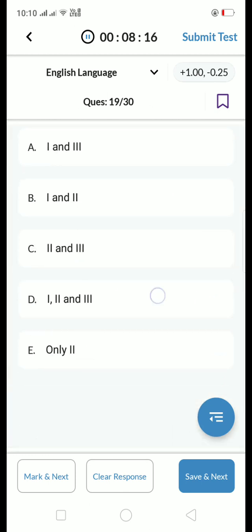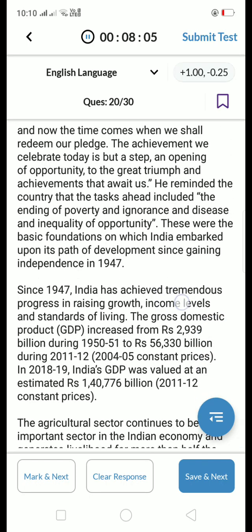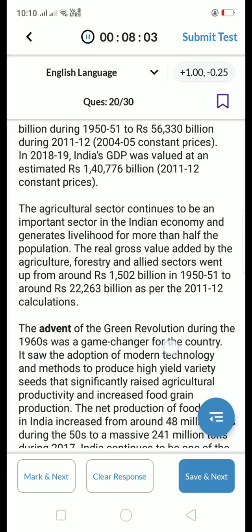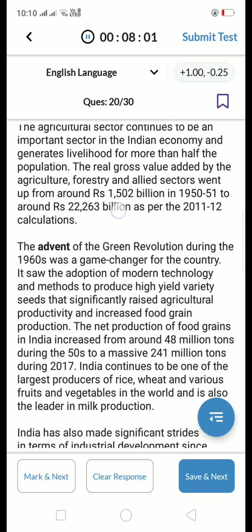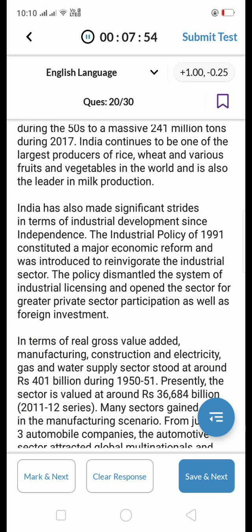Yes, all 3 दे देते हैं. According to passage, conventional service industry is expanding with the areas. In with which area? Conventional service industry. इसको पढ़ना पड़ेगा because conventional service industry, ये जो term है ये अभी तक we haven't come across. So we'll need to read furthermore.